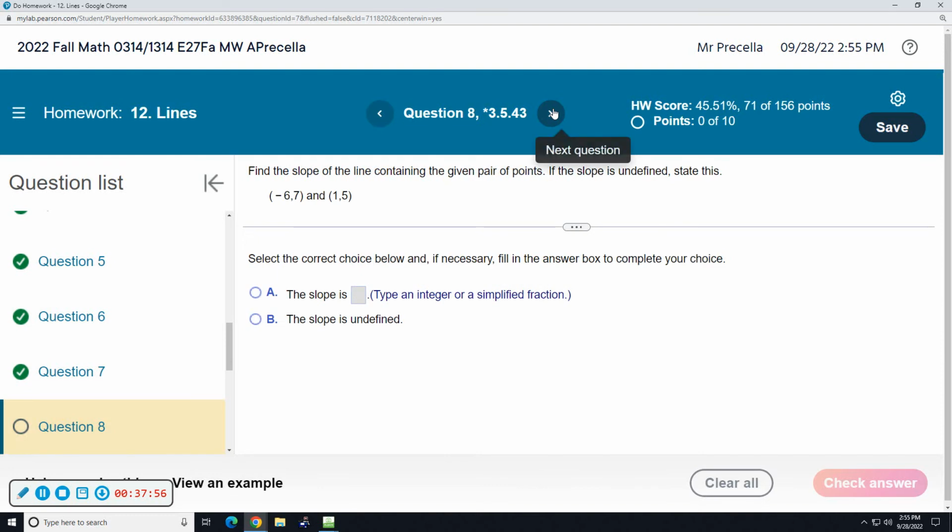Number 8. Oh, this is a good one. Finally, a negative popping up. We want the slope of the line passing through -6, 7 and 1, 5.